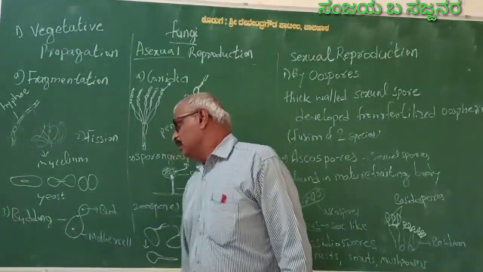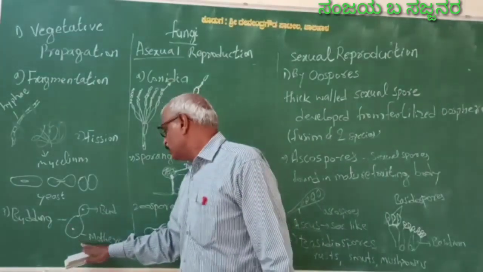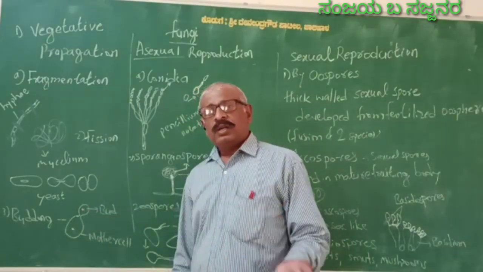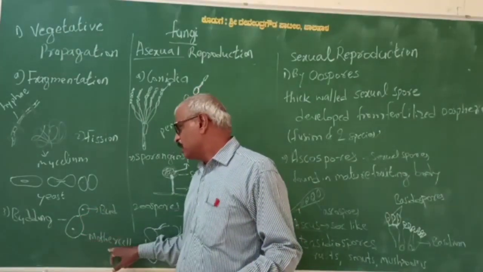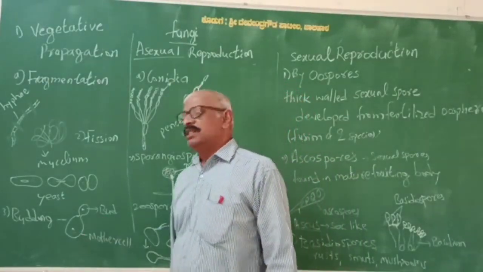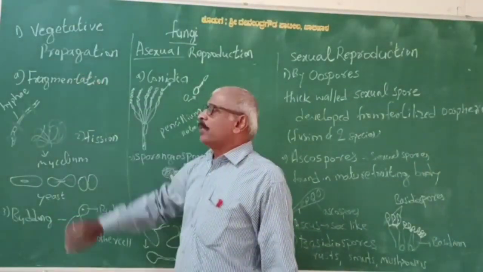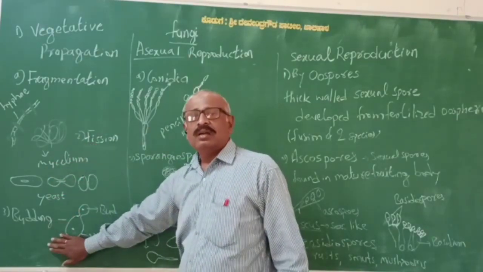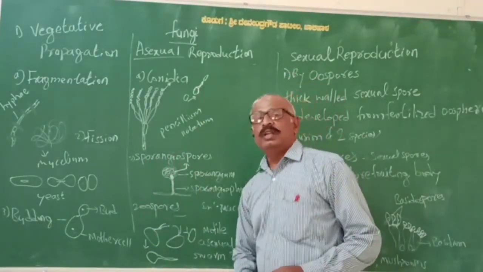And once again, in the yeast example, we see budding, that means a small outgrowth that takes place from the mother cell. The small outgrowth develops and, after maturation, detaches from the mother cell and develops into a new organism. Such a method is called budding. All of these, fragmentation, fission and budding, come under vegetative propagation, the different kinds of asexual reproduction in fungi.